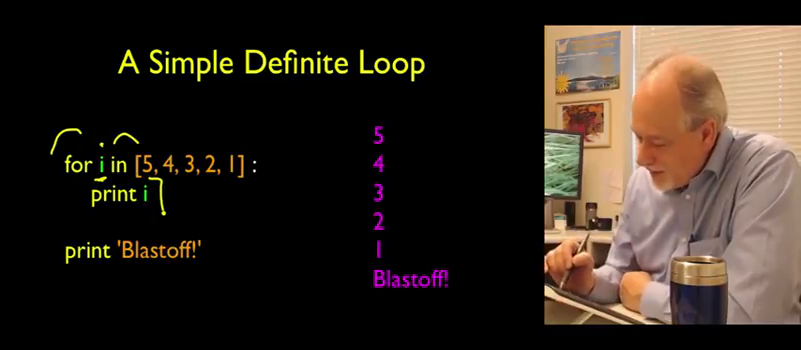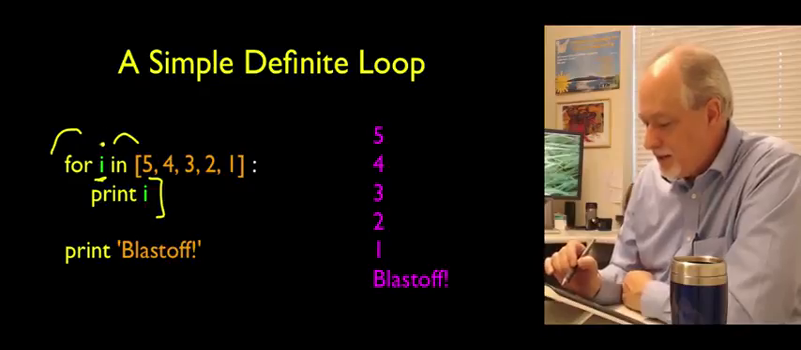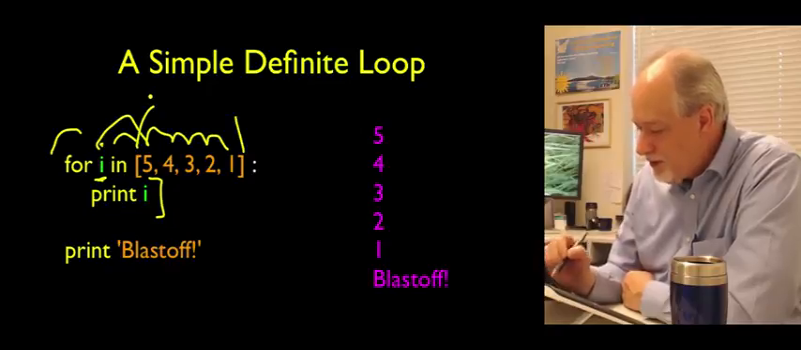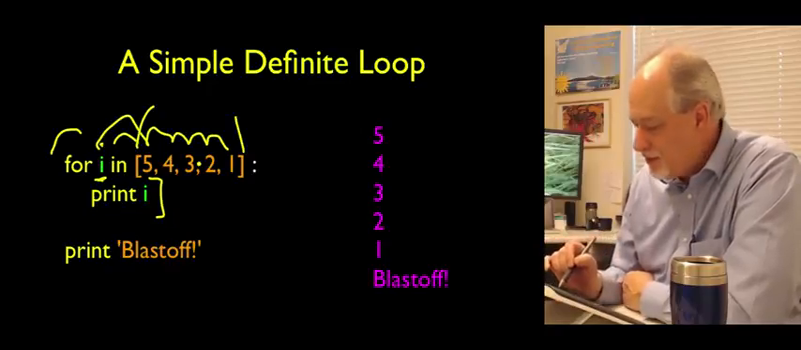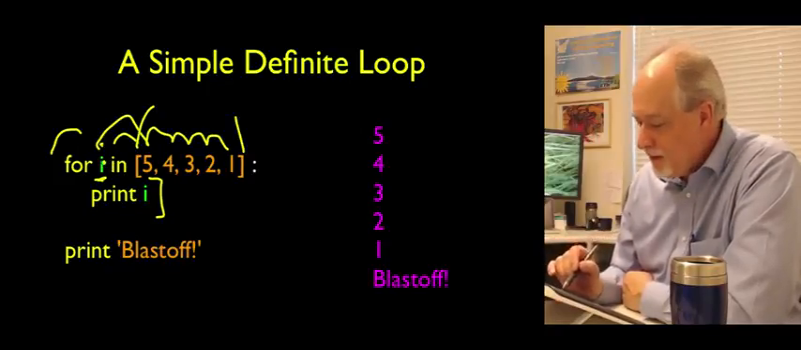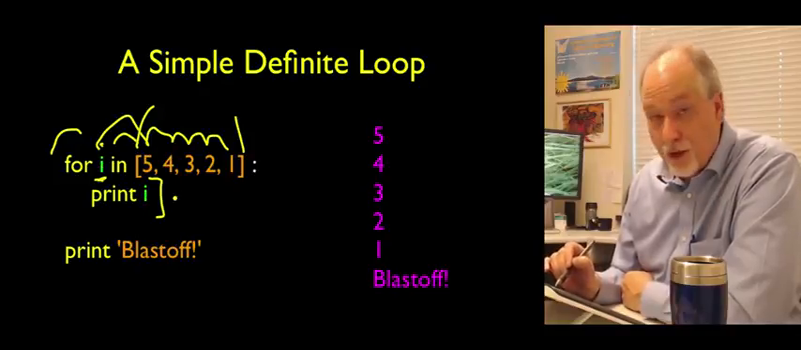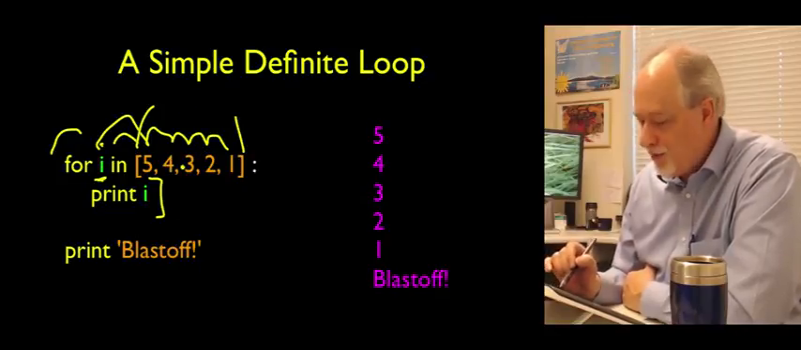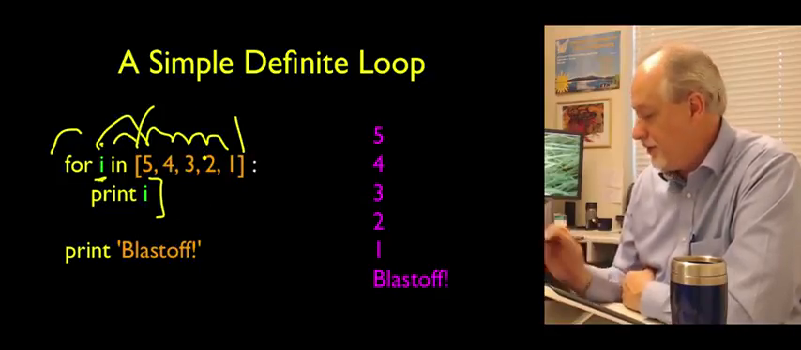run this indented block, and there's only one line in the indented block. Run it once for each of the values in this little list. This is a Python list. Square brackets make Python lists, comma separated values. So it says, I would like i to be 5, then run this code. Then I would like i to be 4, then run this code. Then I would like i to be 3, then run this code. I should be 2, then run this code. And i should be 1, then run this code.